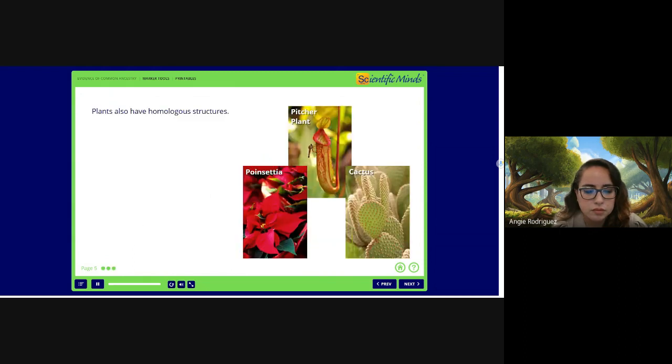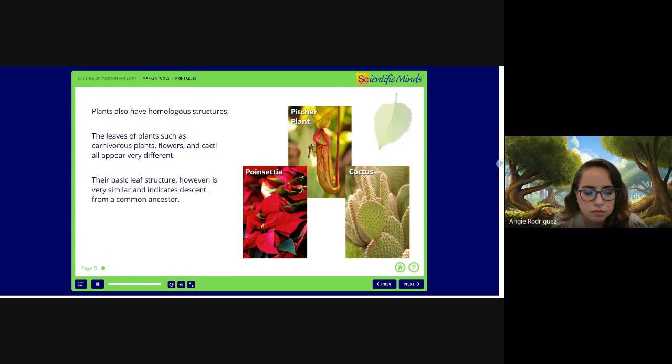Plants also have homologous structures. The leaves of plants, such as carnivorous plants, flowers, and cacti, all appear very different. Their basic leaf structure, however, is very similar and indicates descent from a common ancestor. The study of the evolutionary relationship between homologous structures is called comparative anatomy.